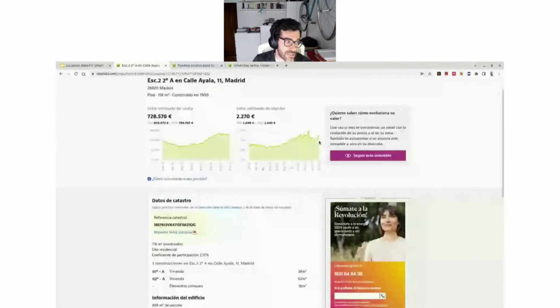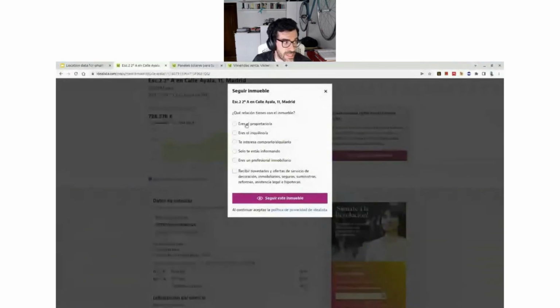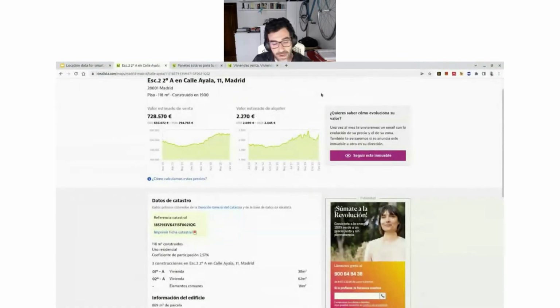We also have this option here that says you can follow this home, and in this sense, what we are trying to do is to keep the user informed about the evolution of this building. Here you can say if you are the owner, or you are looking just because you are curious, or you are interested in buying or renting or whatever, and we will be sending you updates of the price and that sort of stuff.